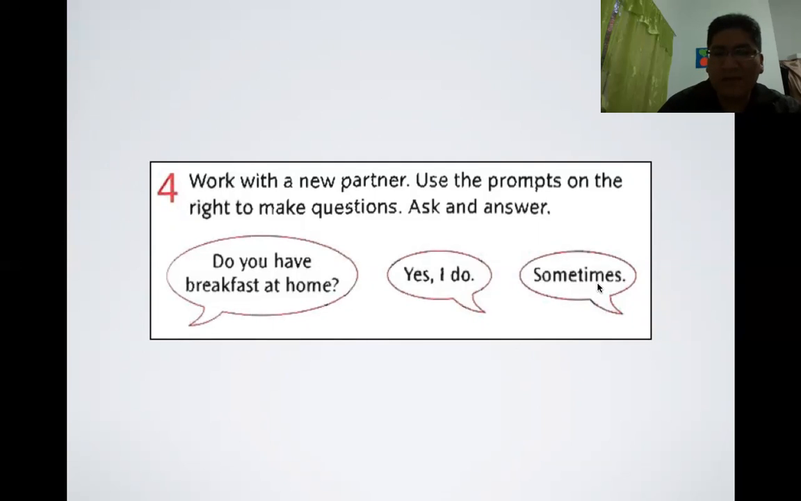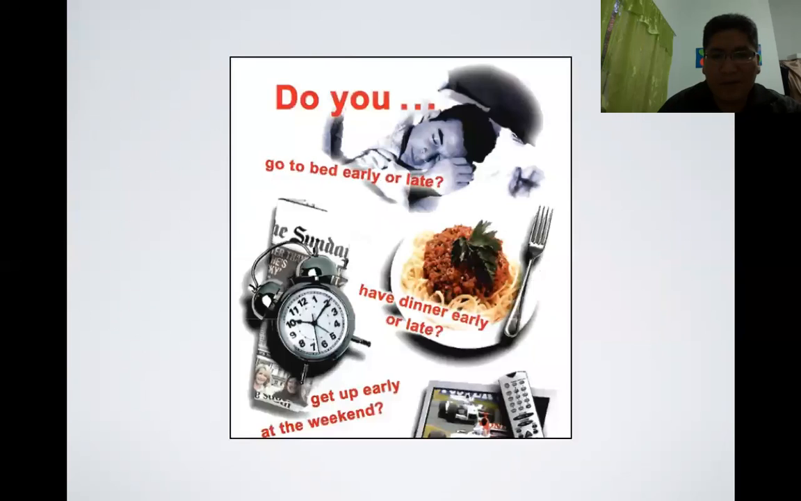And you can use these example prompts. For example, to do the questions, you use do you. Do is the auxiliary and you is the personal pronoun. Do you go to bed early or late? For example, is the first question. What about you? Do you go to bed early or late? Next question. Do you have dinner early or late?